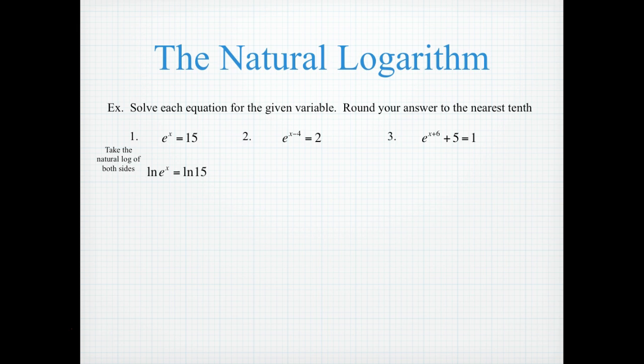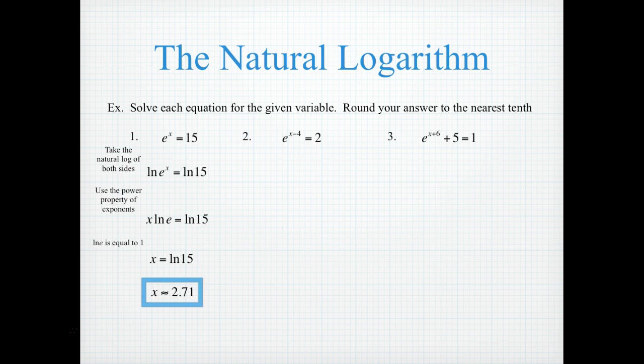And we already know that the natural log of e, and we can use the power property to pull that out, which gives us x times the natural log of e is equal to the natural log of 15. And we know that the natural log of e is equal to 1. So we get x equals the natural log of 15, which simplifies to about 2.71.